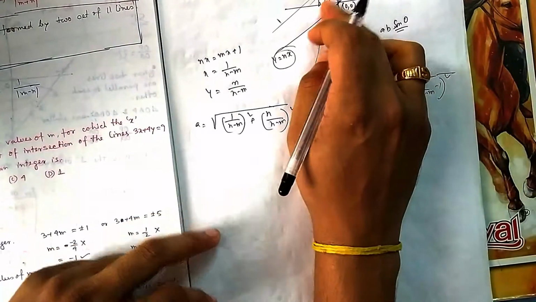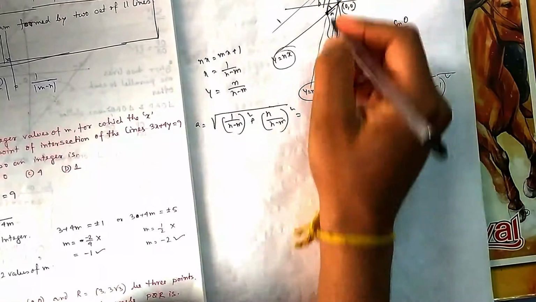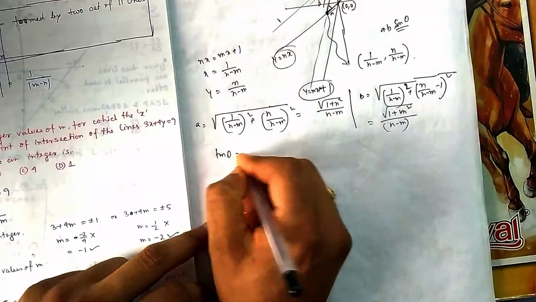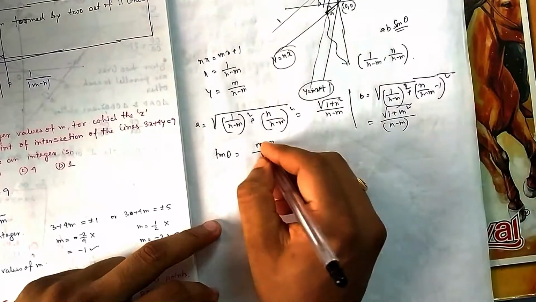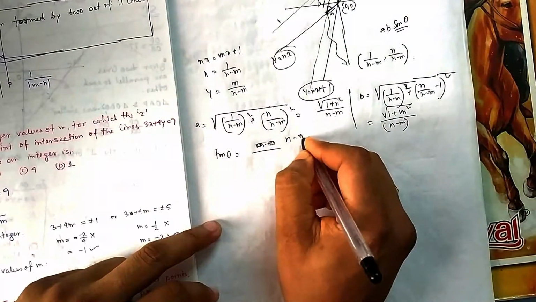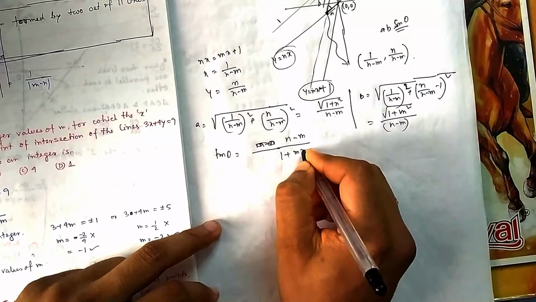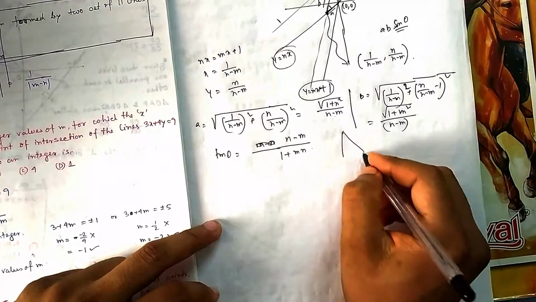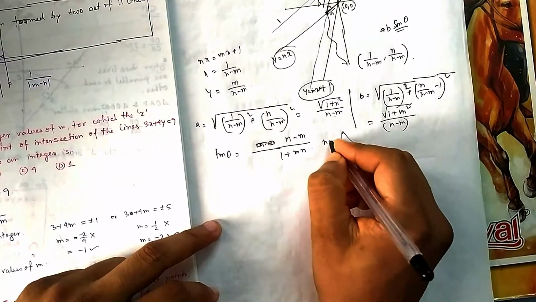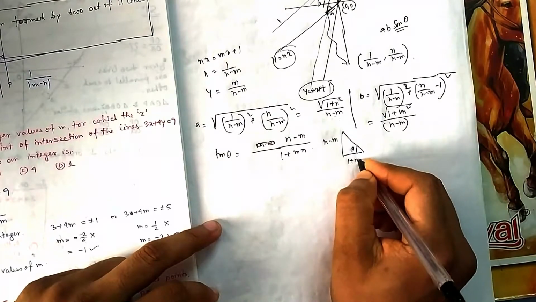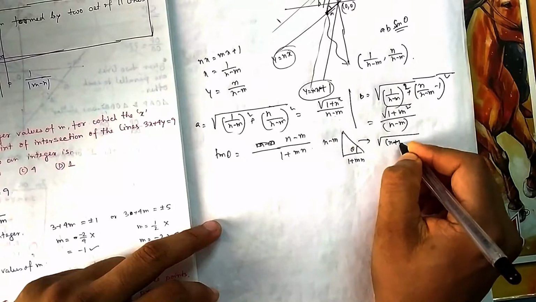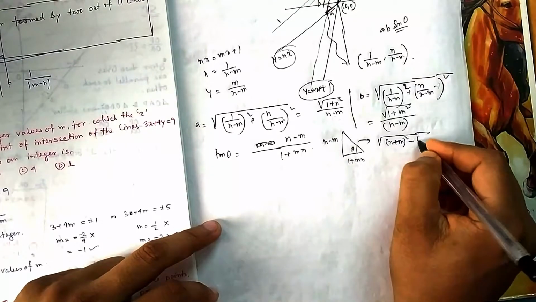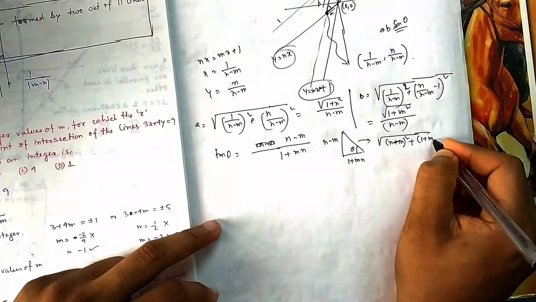Now what is the requirement? This angle. How can you find this angle? Angle between 2 lines: tan theta equals the slope m1 minus m2. Suppose I am taking n greater than m everywhere. So this is theta, tan theta is n minus m over 1 plus mn, and what will be the hypotenuse then? Under root of n minus m whole square plus 1 plus mn whole square.